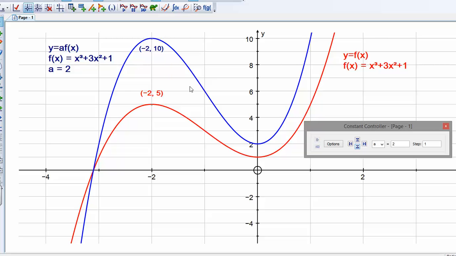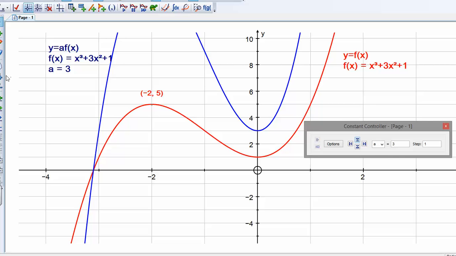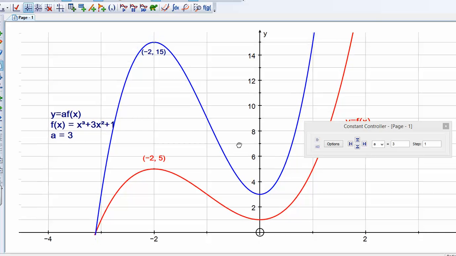So what's happened to the coordinates? We can see here we've got this local maximum at -2, 5, and with a is 2, it's now at -2, 10. And then if we increase a to 3, it's gone off the scale, but we can bring that down so we can see it, and we see it's gone to -2, 15. So what we've done is we've multiplied the y coordinate by the a value.